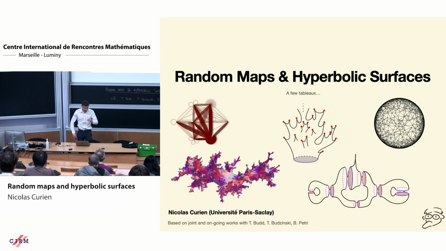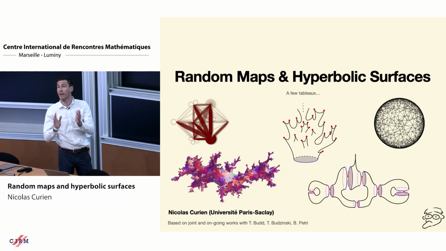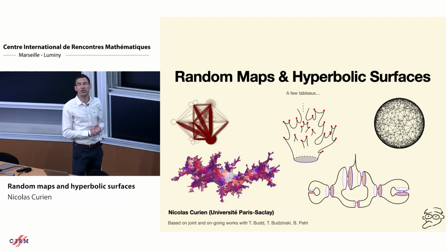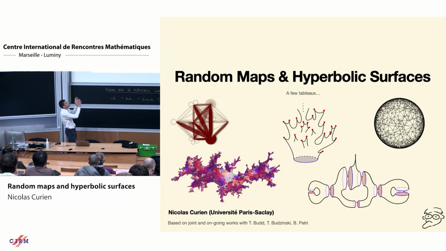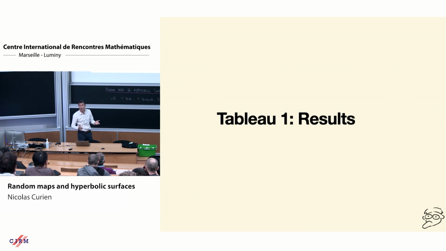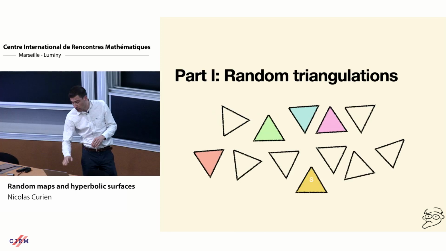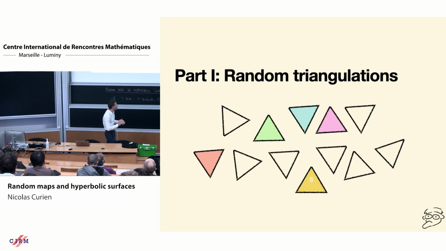All right, so random maps, hyperbolic surfaces. My goal is to show you a few tableaus, a few big pictures, trying to convince you that there is a parallel between the theory of random maps and the theory of hyperbolic surfaces, and that we can build bridges between those two theories. The first tableau is about results. I will present a few results, first dealing with random maps, and to be specific, I will be dealing with random triangulations.